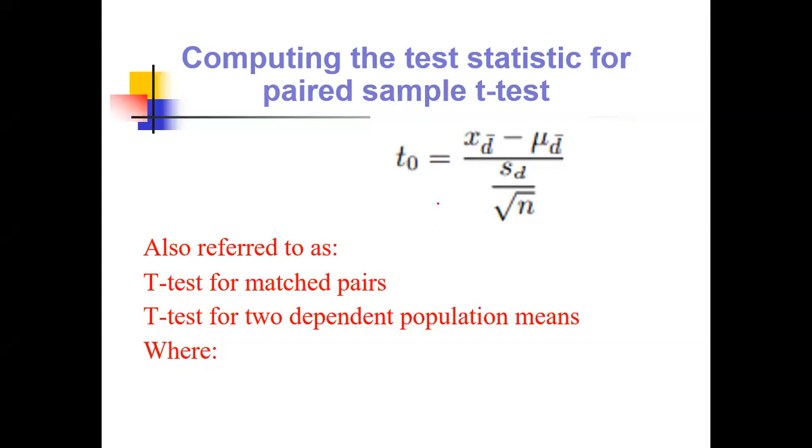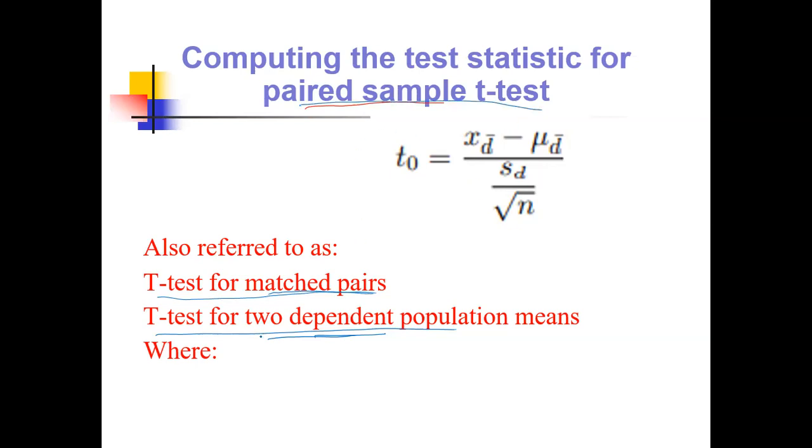Okay, so first, let's take note that paired sample is also referred to as matched pairs. So if I'm doing a paired t-test, I'm doing a t-test for matched pairs. And it's also referred to as two-dependent population. So it's also seen as a t-test for two-dependent population. These are just different names for the same thing.